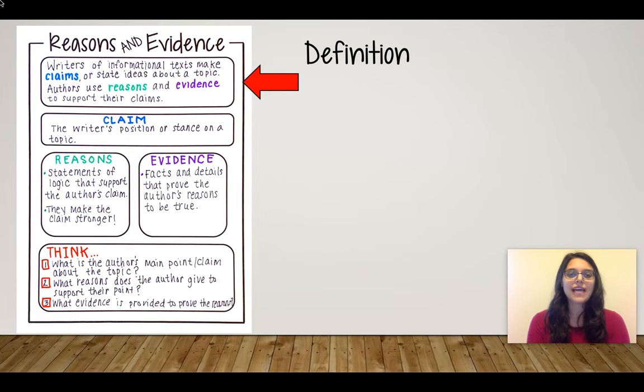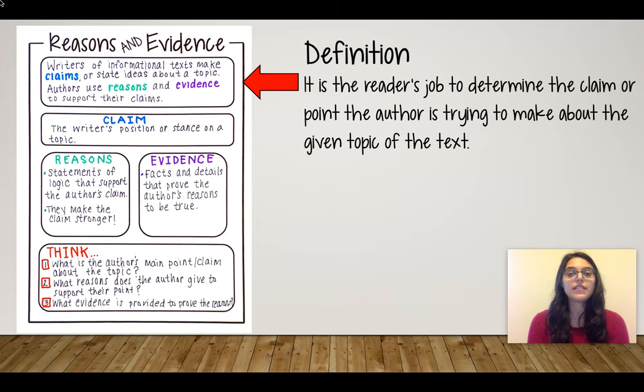Writers of informational texts make claims or state ideas about a topic. Authors use reasons and evidence to support their claims. So, it is the reader's job to determine the claim or point the author is trying to make about the given topic of the text. In order to do our job as readers, we need to make sure we isolate the topic. Once you isolate the topic, you have to think to yourself, what is the author trying to tell me about the topic? What point is the author trying to make?